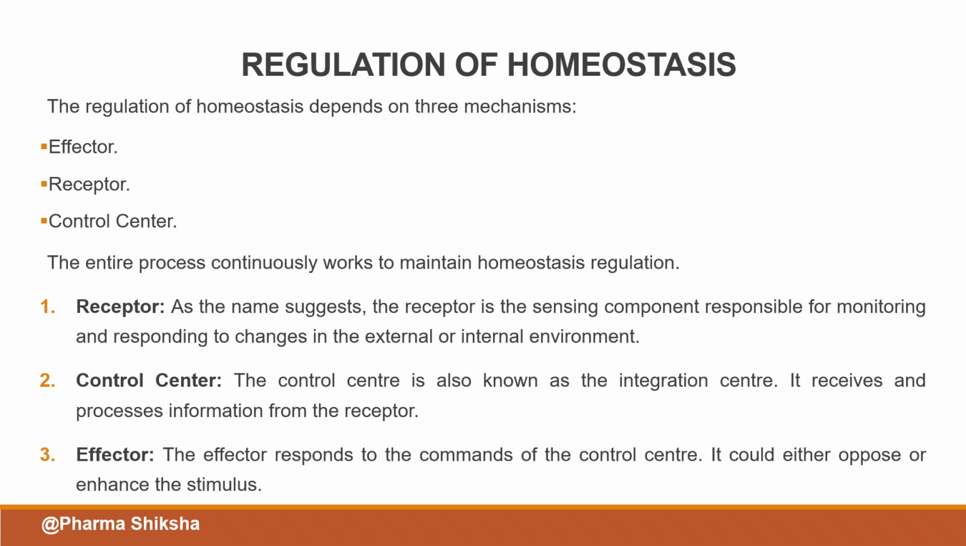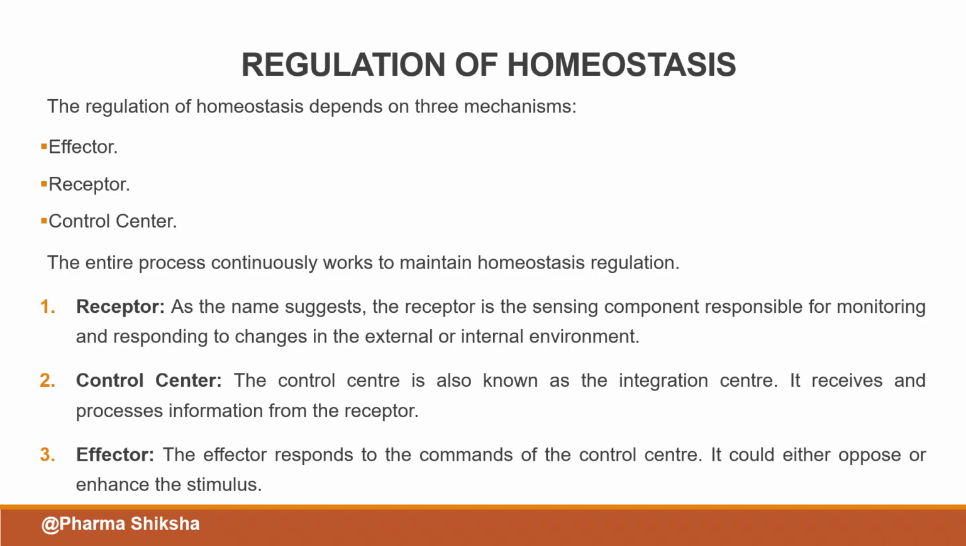Homeostasis is regulated by three mechanisms: receptor, control center, and effector. For the receptor, take the parturition process as an example. When a person is delivering a baby, there will be movement of the baby, and the baroreceptors present there send the signal to the control center. The control center will be the brain here. In the brain there are the hypothalamus and the pituitary gland.